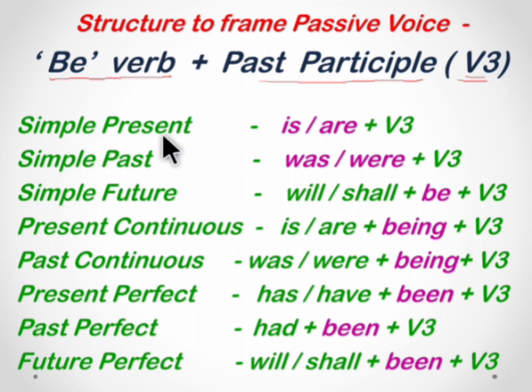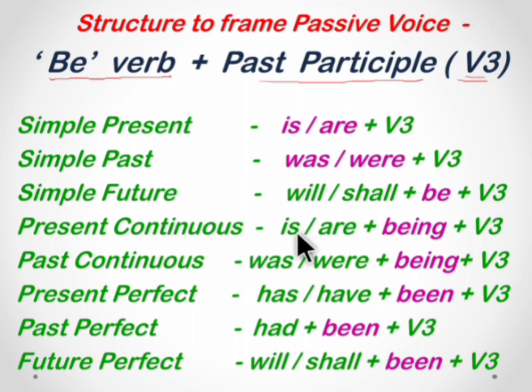So in simple present, the structure of the verb will be is or are plus verb 3, that is past participle. In simple past, it will be was or were plus past participle. The verb form will change like this. In simple future, it will be either will or shall. This denotes the future tense, and be is the be form of verb for future tense, plus past participle.